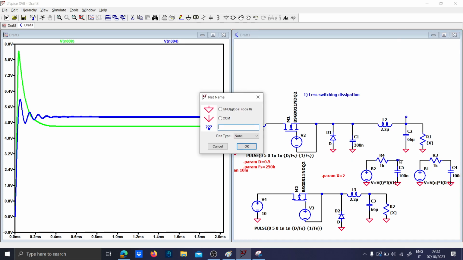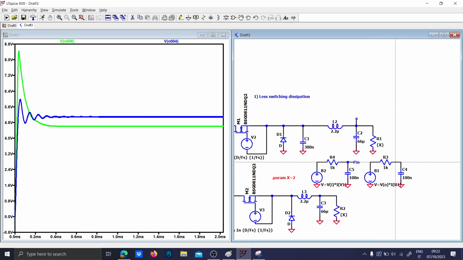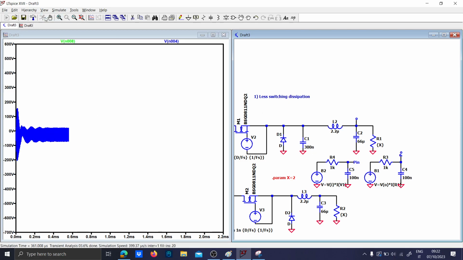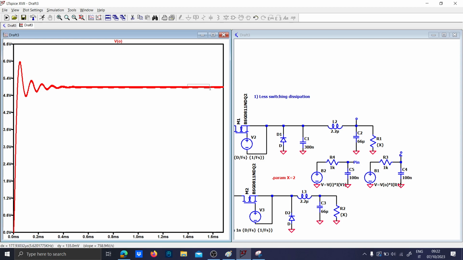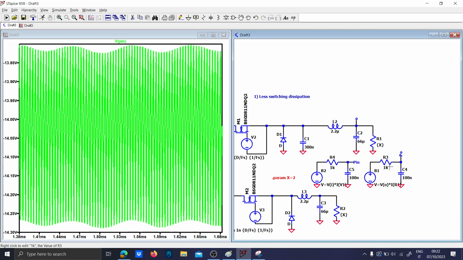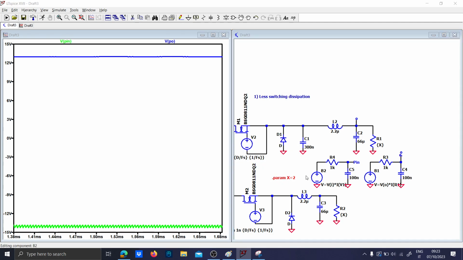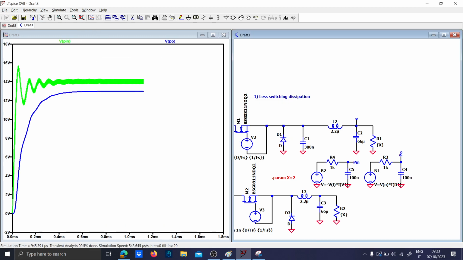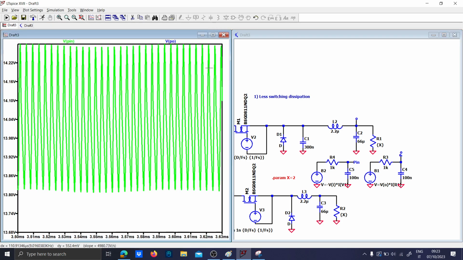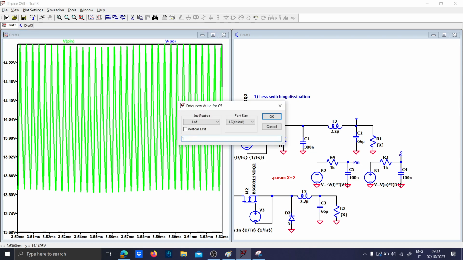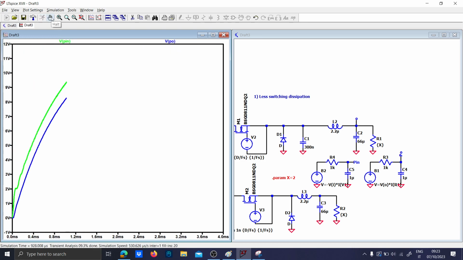We will use this data as Pin and this data as Pout. The ratio of the two will give, of course, the efficiency. So this is the input power and this is the output power. Let me put here a minus. I don't know why there is a minus here. Wait, the input power is not so clean, so I have to increase the filter to 1 micro. Let's increase both filters to 1 micro, because it is still not so clean.